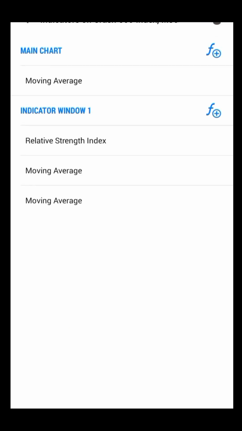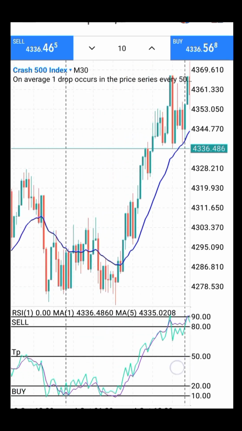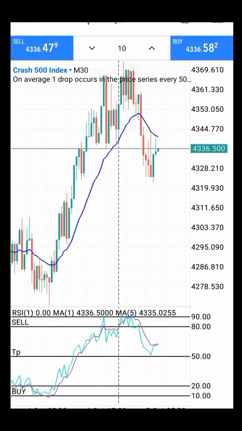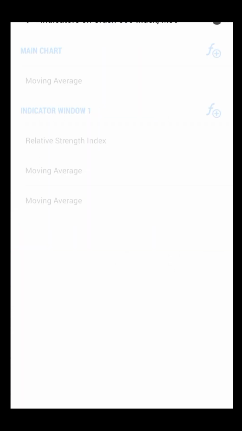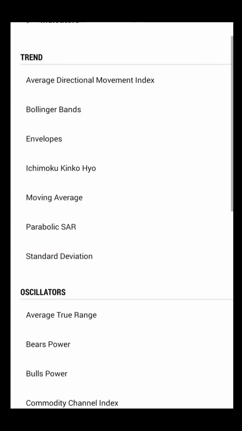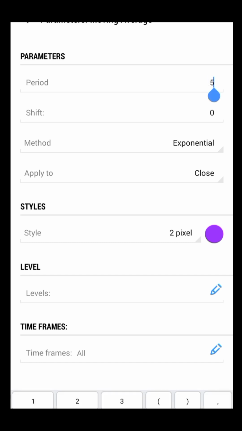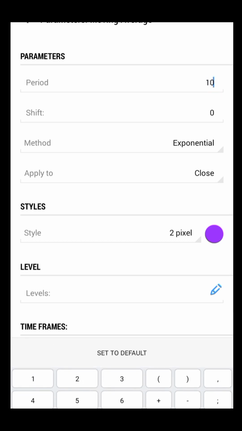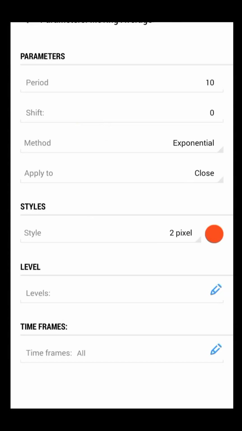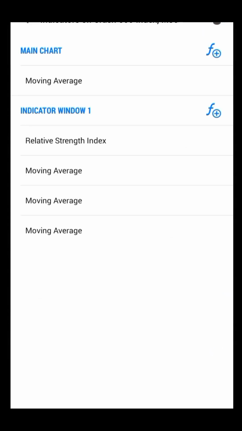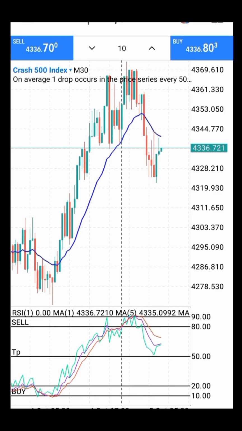Under this indicator window again, let's first look at if you have something like this. The remaining indicator to add: come back to the indicator, click on add, click on moving average again. Then we need period 10 here. Choose a different color again, so you can choose red, or any color of your choice. If everything has been done correctly, you should have something like this on your chart.